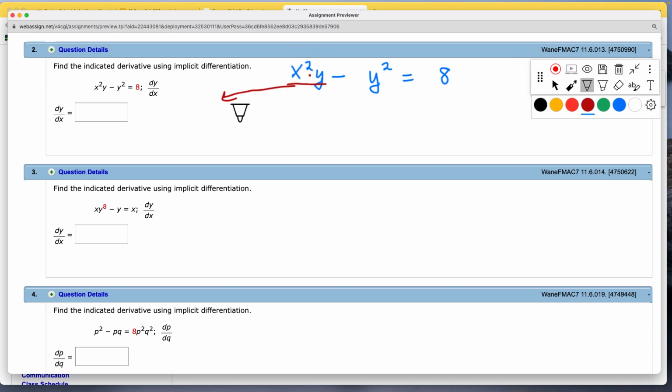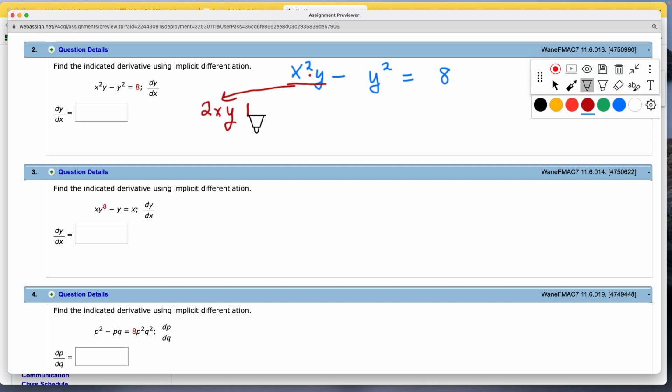So I'm going to take the derivative of the first part, which is x squared. Its derivative is 2x. The y just tags along for the ride. I didn't take its derivative, right? So this is the product rule. Derivative of just the first part times the second part unchanged.